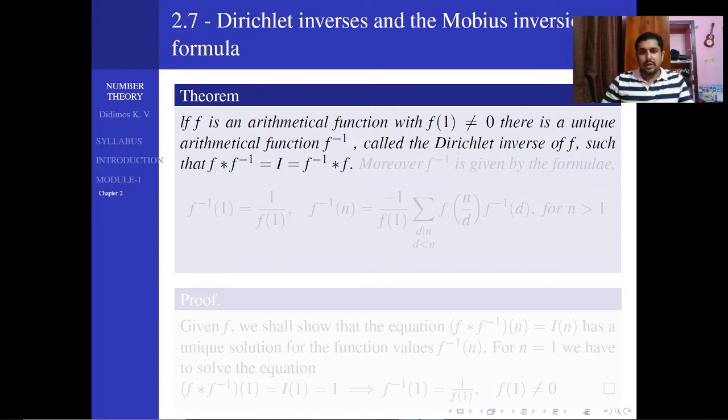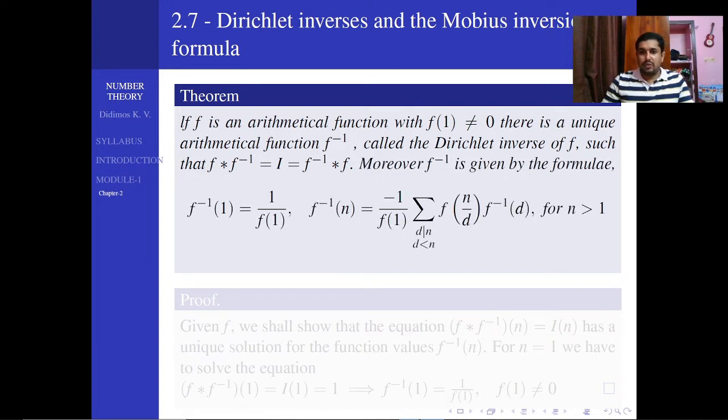If f is an arithmetical function with f of 1 not equal to 0, there is a unique arithmetical function f inverse, called the Dirichlet inverse of f, such that f star f inverse equals I and f inverse star f equals I. Moreover, f inverse is given by the formula: f inverse of 1 is equal to 1 by f of 1. f inverse of n is equal to minus 1 divided by f of 1, summation d divides n and d less than n, f of n by d, f inverse of d, for n greater than 1.